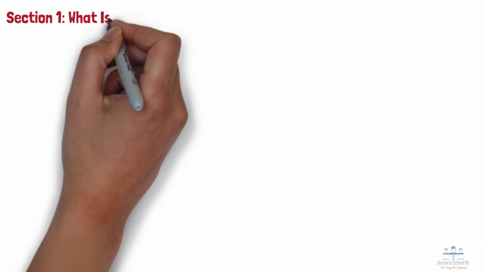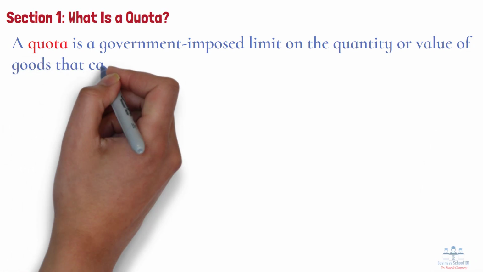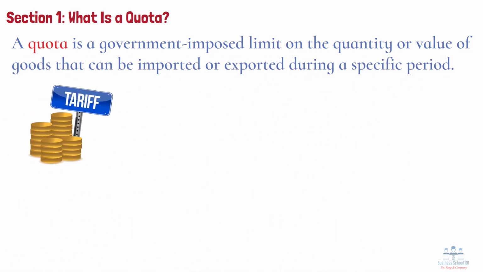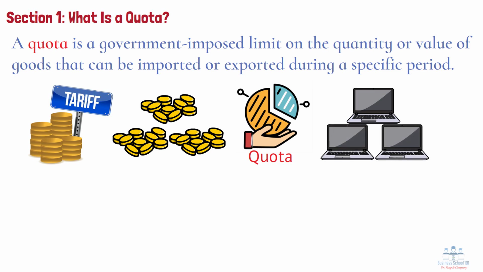Section 1. What is a quota? Let's start with the basics. A quota is a government-imposed limit on the quantity or value of goods that can be imported or exported during a specific period. Unlike tariffs, which make imported goods more expensive through taxation, quotas directly restrict the amount of a particular good that can enter or leave a country.